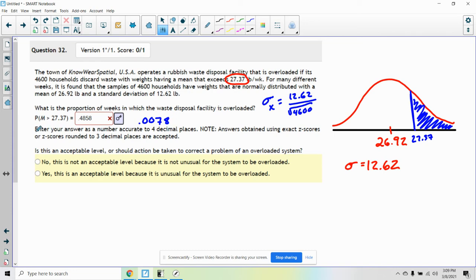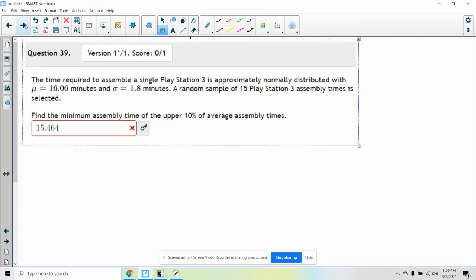Now it says, is this acceptable or should action be taken to correct the problem of an overloaded system? It only occurs 0.78% of the time, so it doesn't occur very often. I'd say this is an acceptable level because it's unusual for the system to be overloaded. Usually we say if it's above or below 5%. This is below 1%, so it's very unusual that this happens. So it's an acceptable level, and we say the answer is yes.